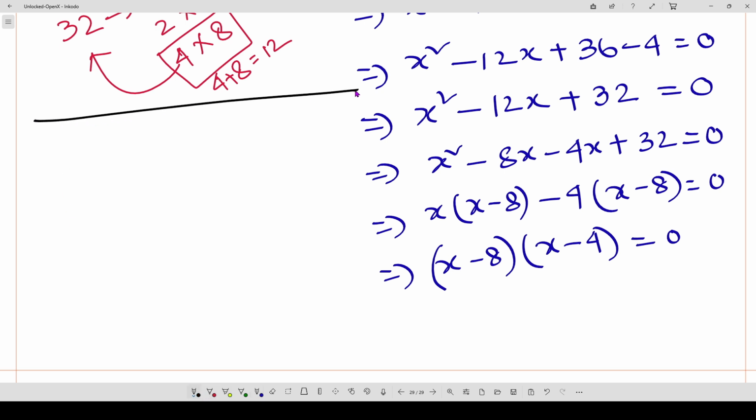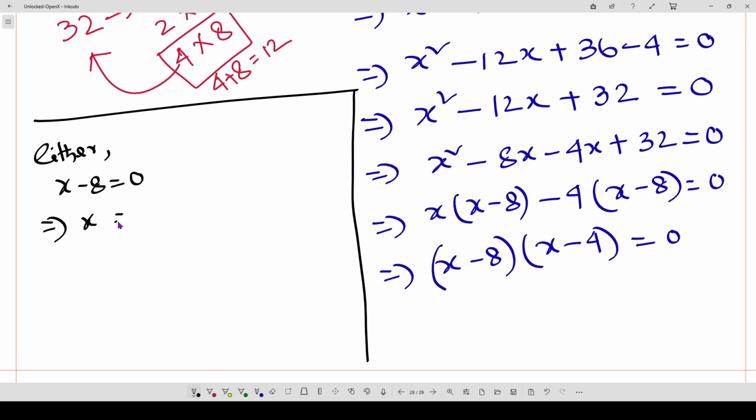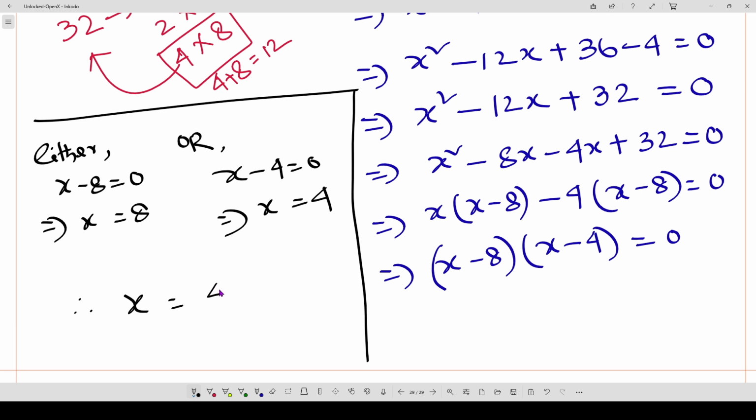Now we can write either x minus 8 equals 0, then x equals 8, or x minus 4 equals 0, it means x equals 4. So our answer: x equals 4 or 8. Very simple.